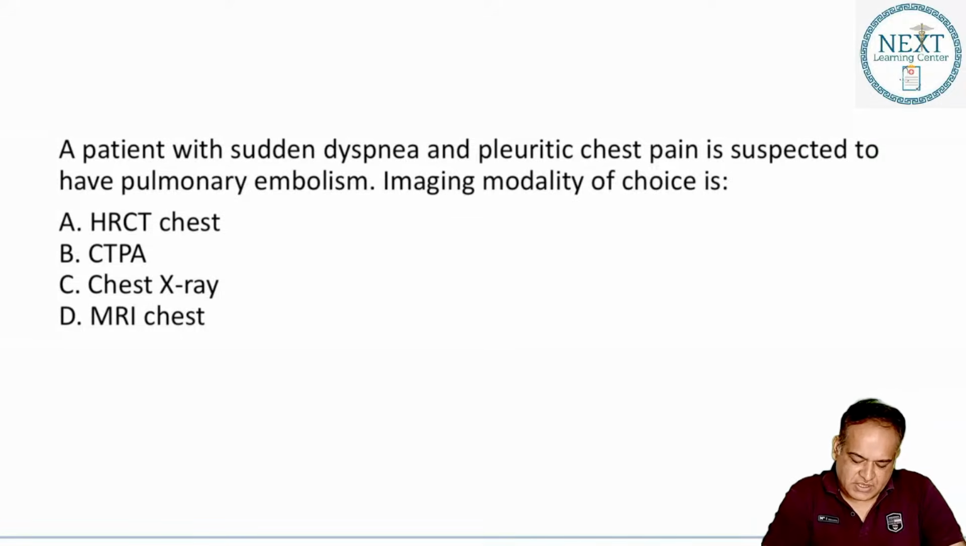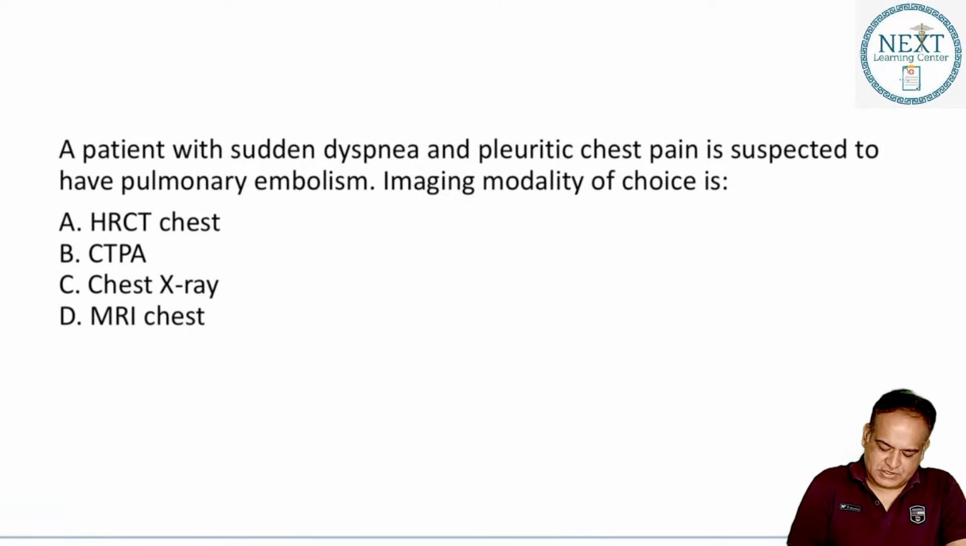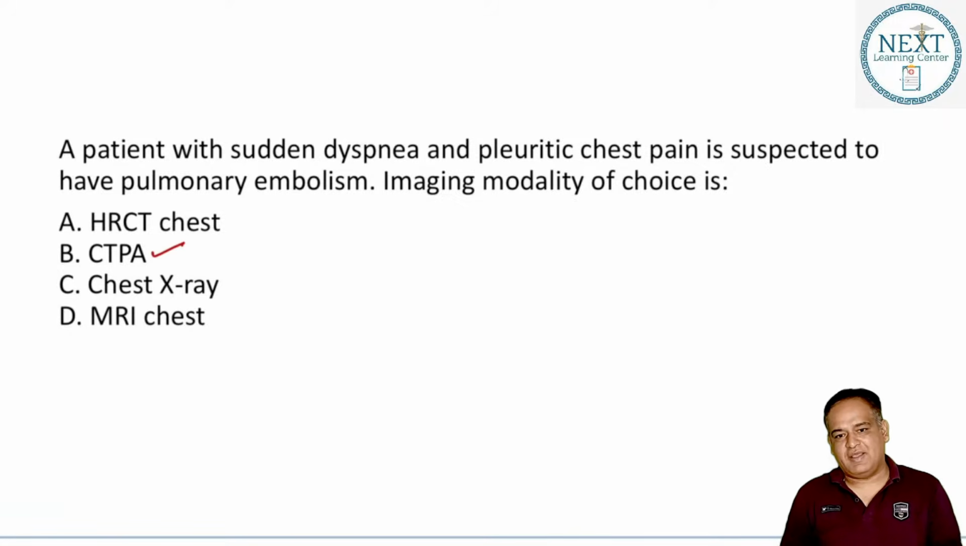A patient with sudden dyspnea and pleuritic chest pain is suspected to have pulmonary embolism. Imaging modality of choice? For pulmonary embolism, the imaging modality is CT pulmonary angiography. Pulmonary edema.